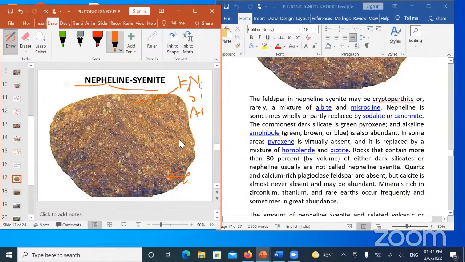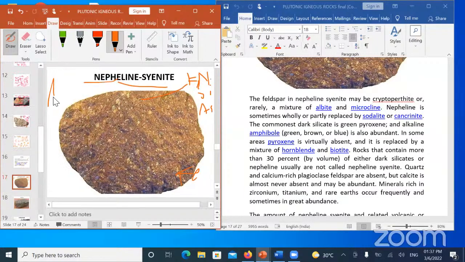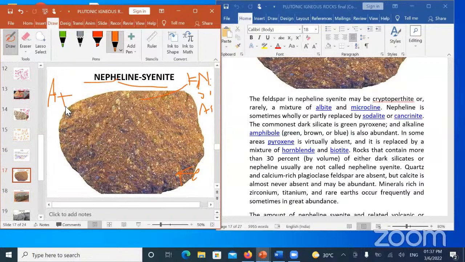So the feldspar in nepheline syenite may be cryptoperthite, or rarely it is a mixture of albite and microcline. This nepheline is sometimes replaced by sodalite, right? The commonest dark silicate is green pyroxene, and alkali amphibole is also abundant.